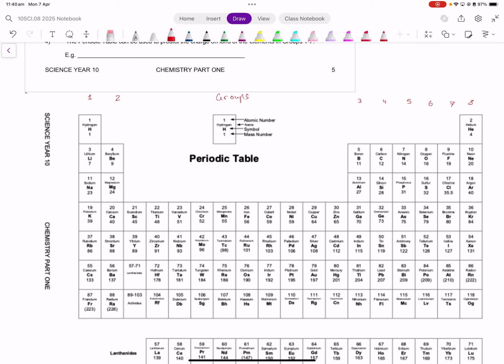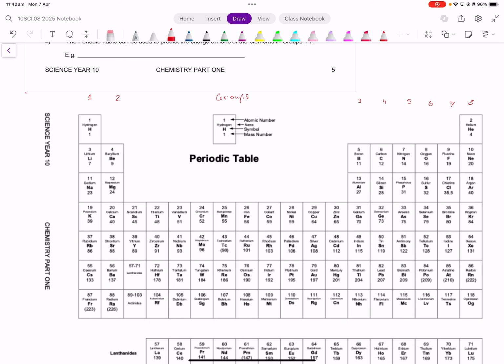So if I said, what element is at the top of group 6, you would have a look at group 6 and you would tell me it is oxygen. If I said group 1 is made up of how many elements, you could count up how many elements there are in group 1 and you would say 7. Now, we've said groups are these things which run down as columns.